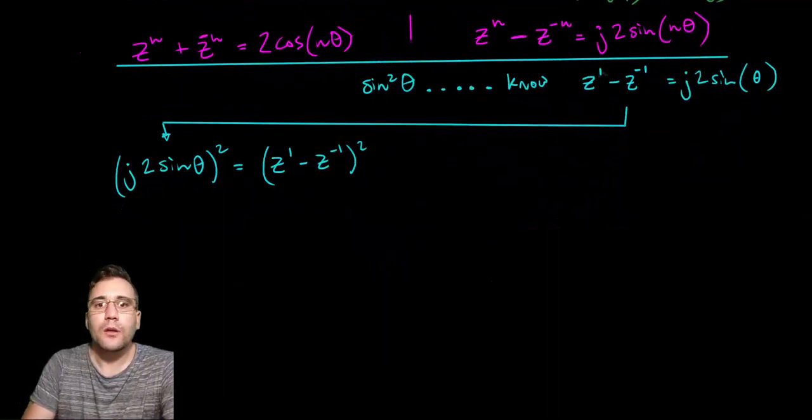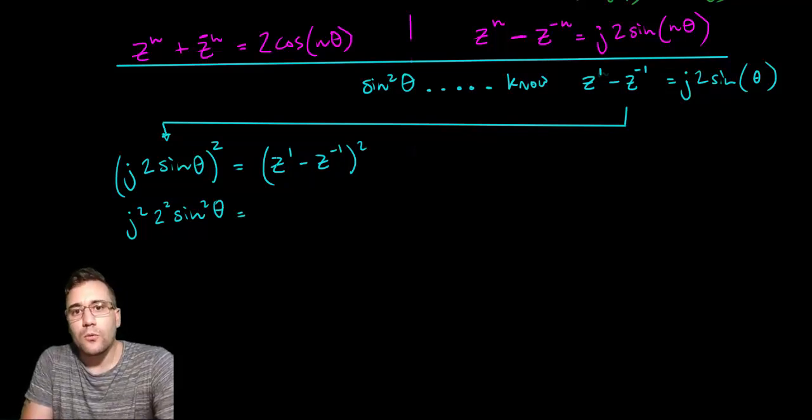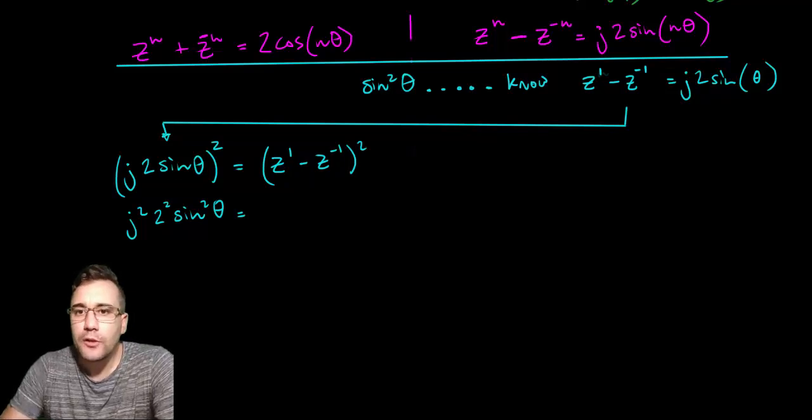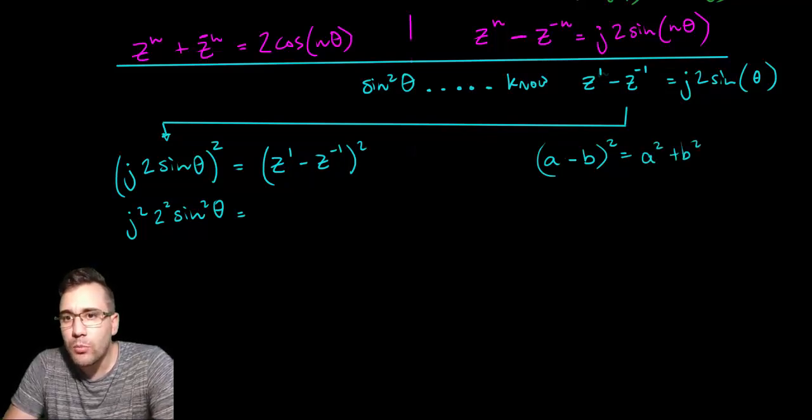Let's scroll down a bit. Okay, left side. I'll do it on a separate line so you can see it. It'll be the same thing as j squared times 2 squared times sine squared theta, right? Is equal to, what's this going to be? Now, hopefully you know that if you have a minus b and you square it, that will be equal to a squared plus b squared minus 2ab. So imagine this is the a and this is the b, we'll just do that.